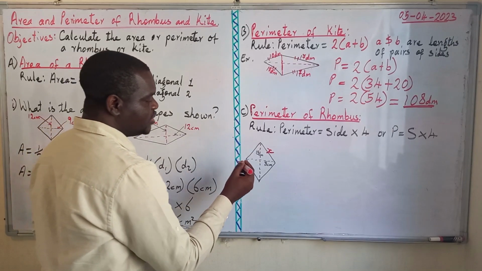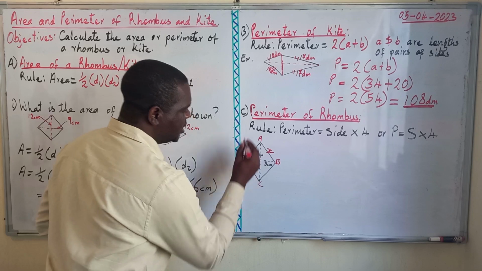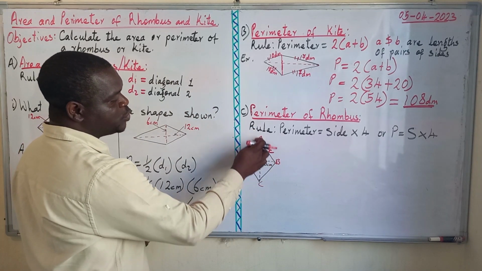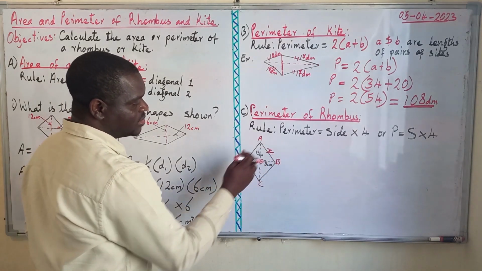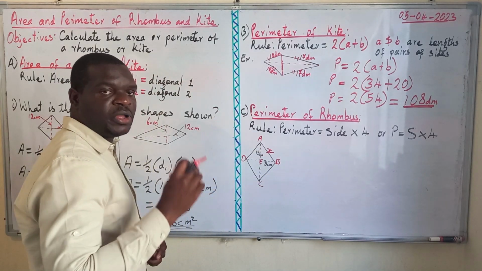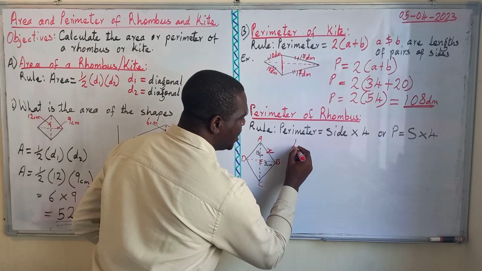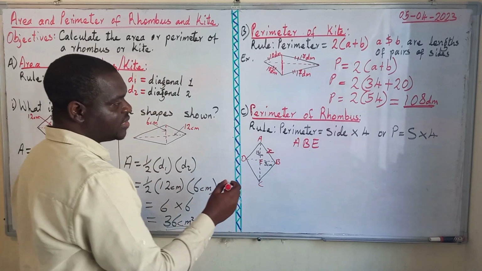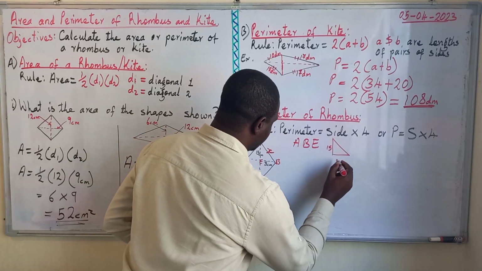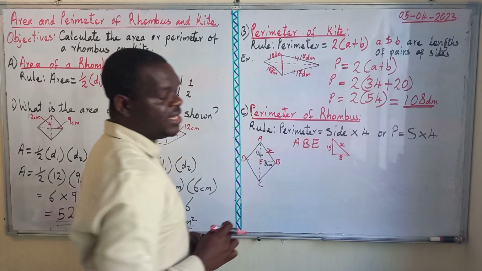To better find it, we can do it this way. This is A, B, C, and D. Let's call this also E. To find this side, we have to extract this triangle because the diagonals cut the rhombus into 4 equal triangles. So we are going to remove one triangle, that is triangle ABE. And triangle ABE looks like this, with this side 15 and this side 8. This is the opposite side, this is the adjacent side, and this is the hypotenuse.